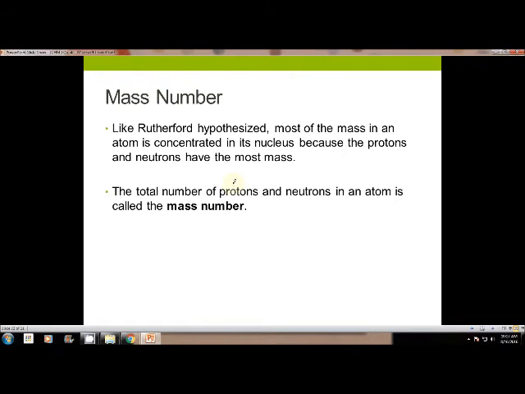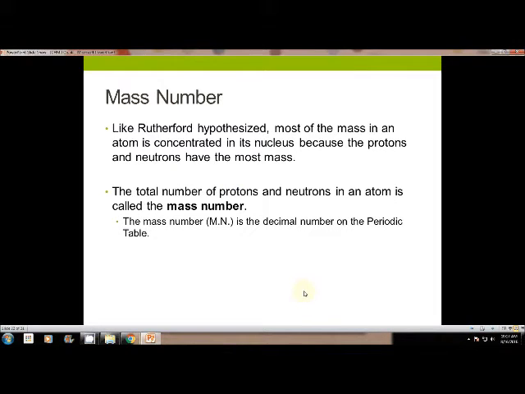The mass number is also located in your box on the periodic table. Like Rutherford hypothesized, most of the mass in an atom is concentrated in the nucleus because the protons and neutrons have the most mass. They weigh the same. The total number of protons and neutrons in an atom is what we call the mass number.